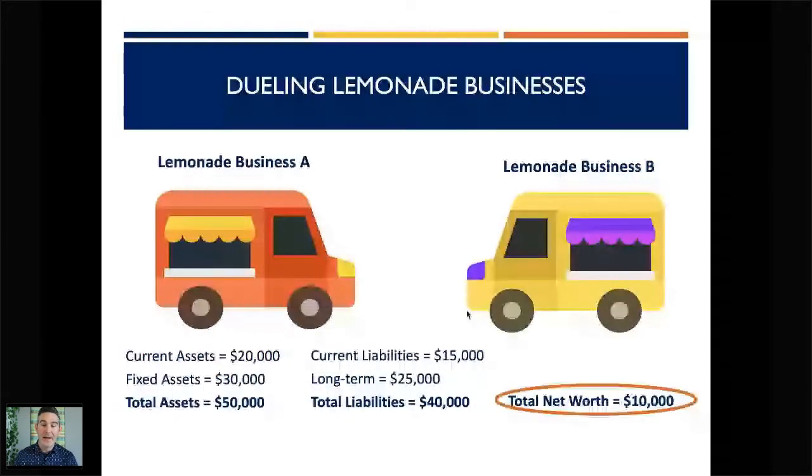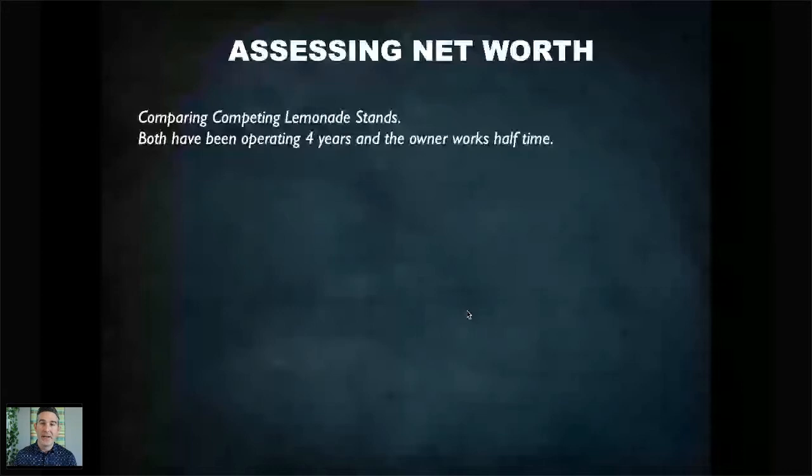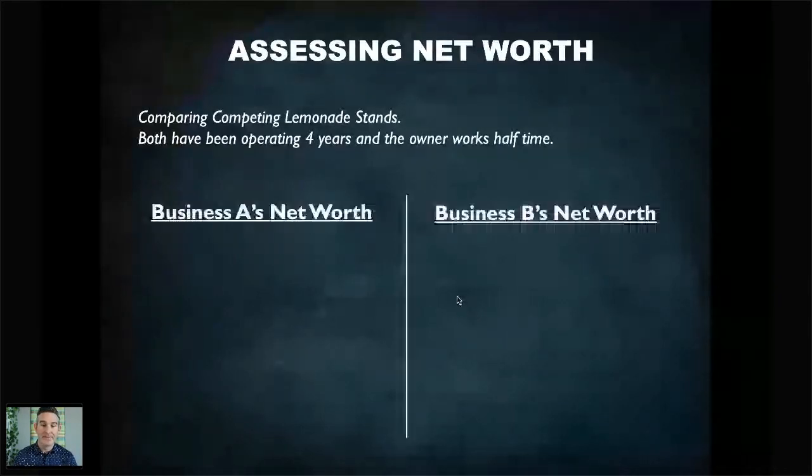So that net worth, again, is the same on both of these. Again, we were looking at these two businesses, A and B, where everything looked almost exactly the same, but that net worth was still a little bit of a mystery to us. So let's go through now and really break down the net worth of the owner's equity. So let's say these are two businesses. They're competing lemonade stands. You're thinking of buying one. They've both been operating for 4 years, and the owner works roughly half-time. So that's just a little background to know about them.